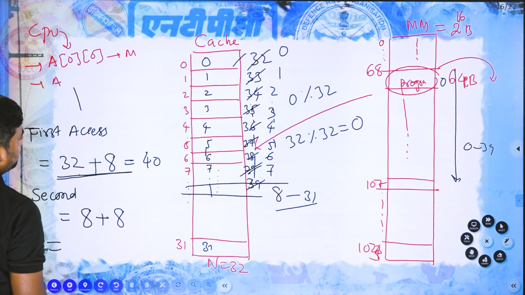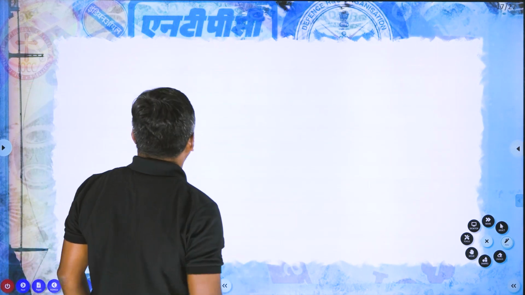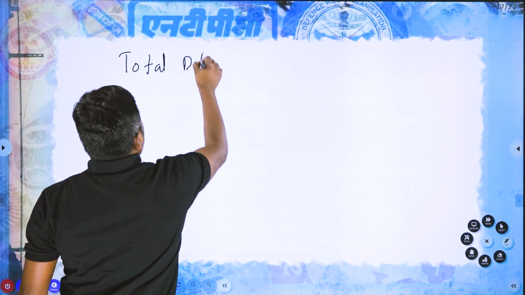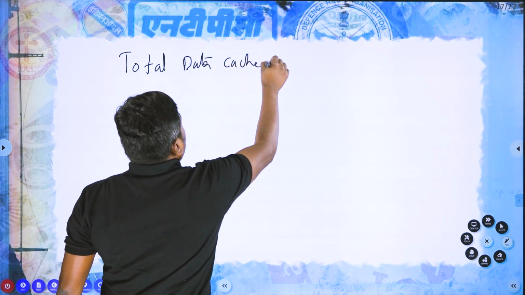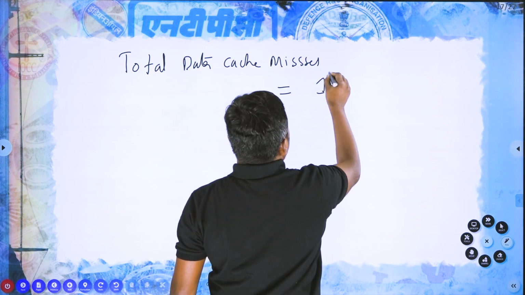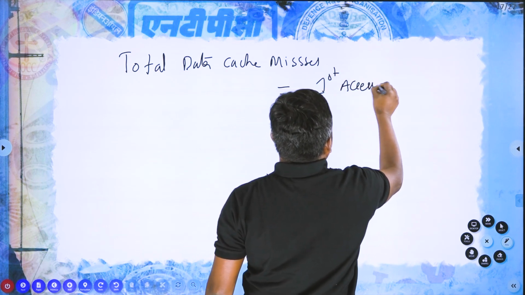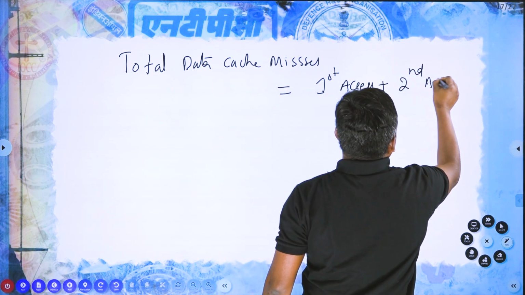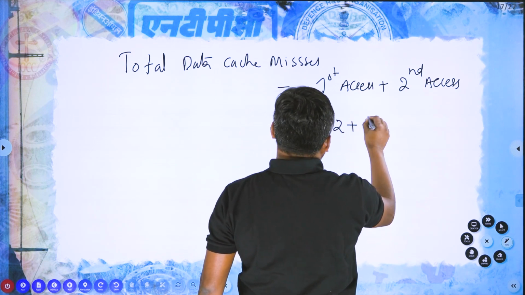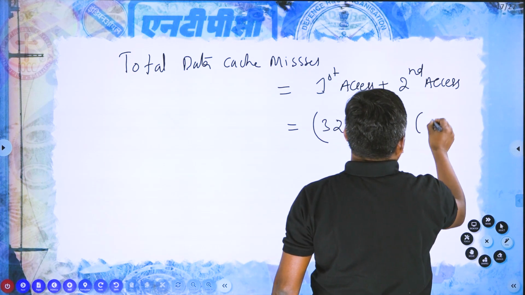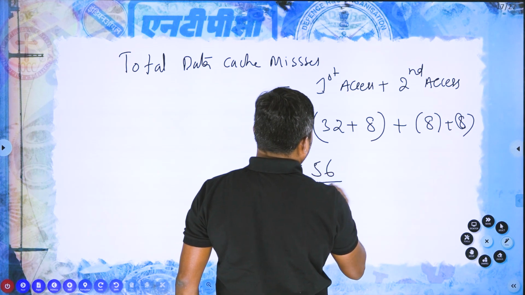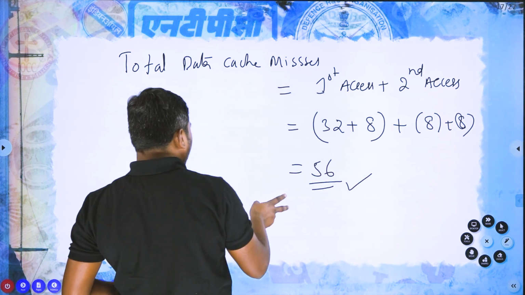So total will be, so now I will be writing here, please do understand, total data cache misses will be first access plus second access, right? Second access, please do understand carefully. First access will be how much? 32 plus 8, and second access first 8 plus last 8 will be replaced. Total is going to be 56 blocks, you understand? Getting my point? So please do understand carefully.